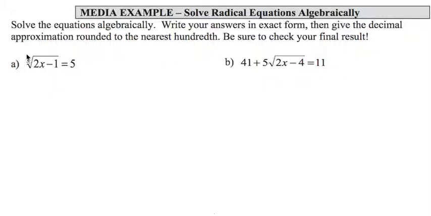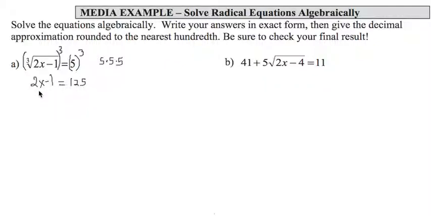So to undo a cube root, what we are going to do is raise both sides of the equation to the third power. I'm just going to put parentheses, third power. So the cube root and the cube undo each other, and I just get 2x minus 1 equals, now I need to raise 5 to the third power. 5 times 5 is 25, times 5 is 125.